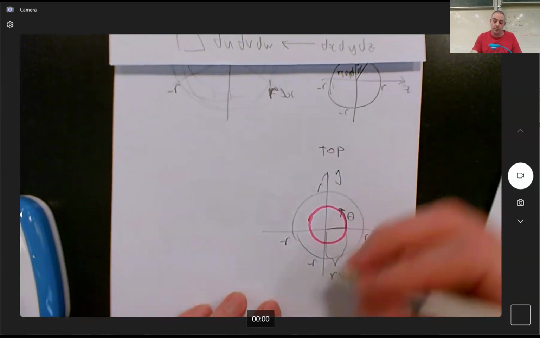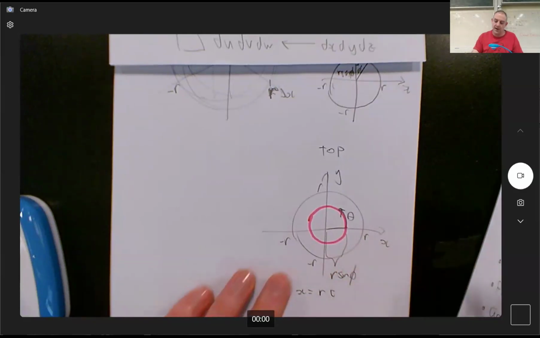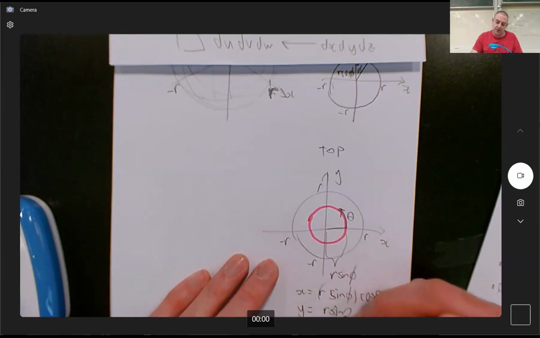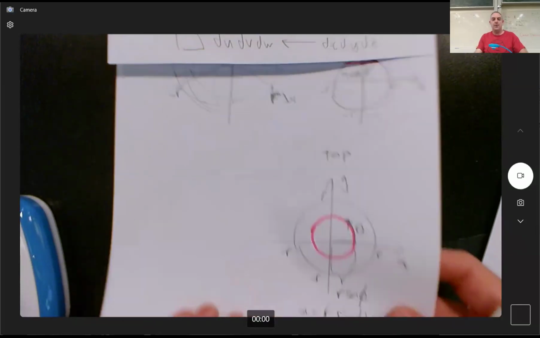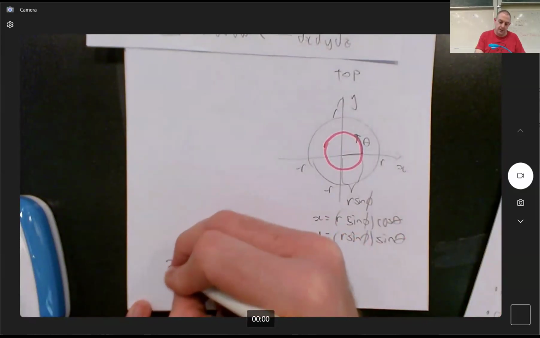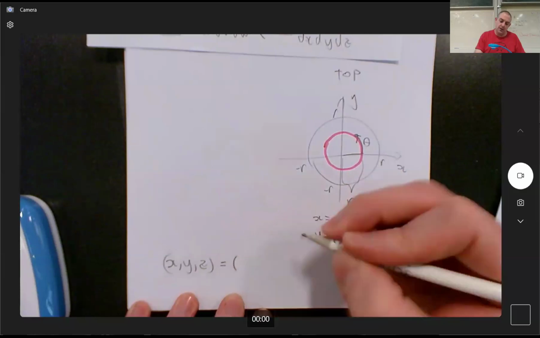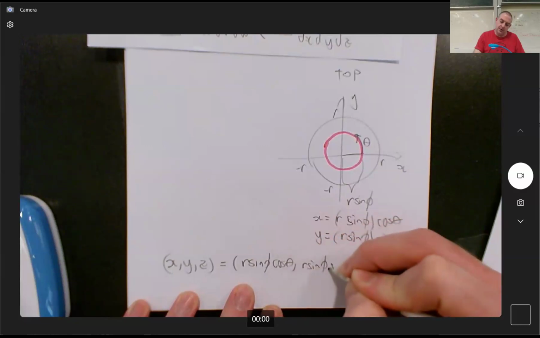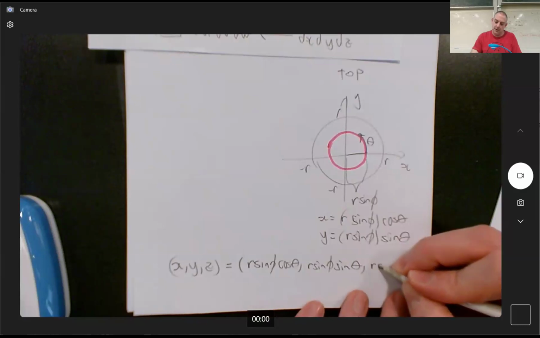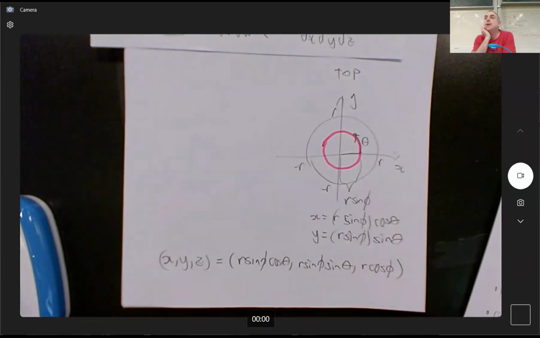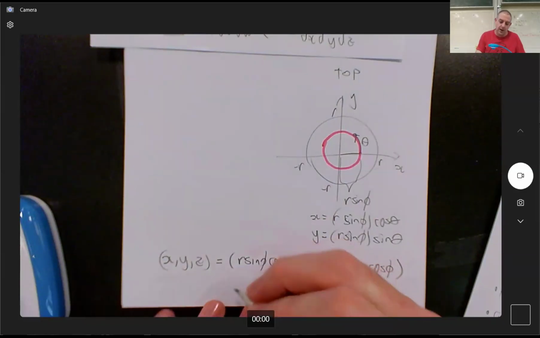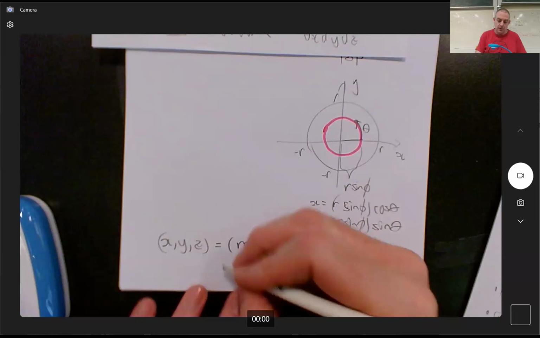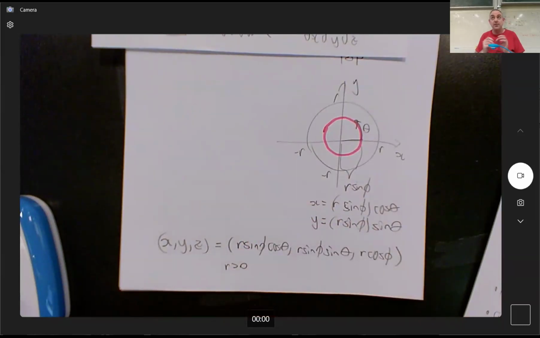And so the x and y coordinates will be the radius, which is r sine phi, times cos theta, and the radius, which is r sine phi, times sine theta. And so what you end up with is this, that the x, y and z coordinates are r sine phi cos theta, r sine phi sine theta, and r cos phi. That is your spherical coordinates, and your r is as big as you need it to be. If you're doing the entire space, the r can go up to anything. But it has to be positive because it's a radius measured from the center outwards.